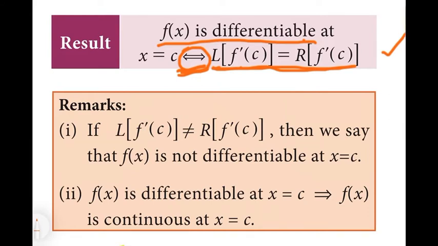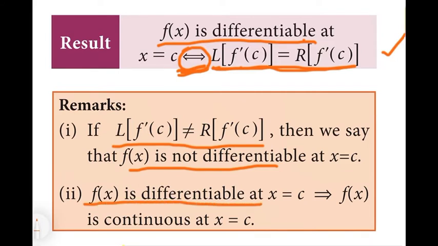If L of f dash of c is not equal to R of f dash of c, then we can tell it is not differentiable. If the derivatives are not equal, then it is not differentiable. So if f of x is differentiable at x is equal to c, then f of x is continuous. If the function is differentiable, then this function is continuous also.